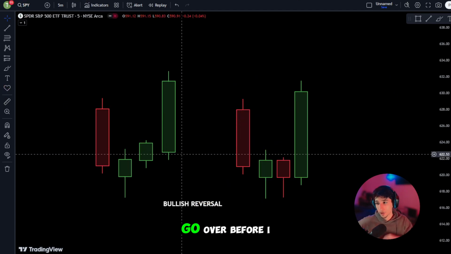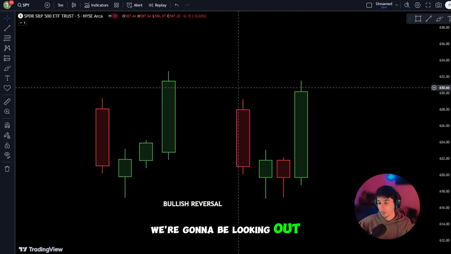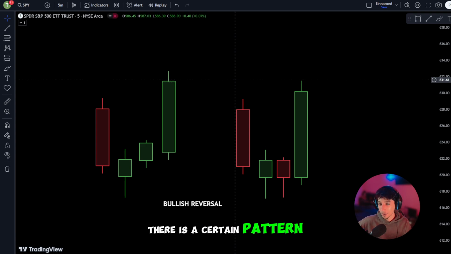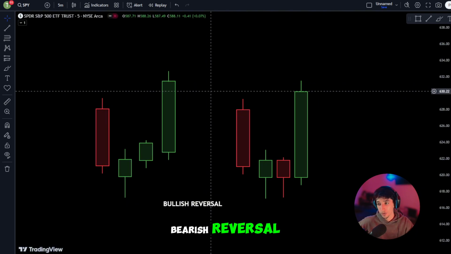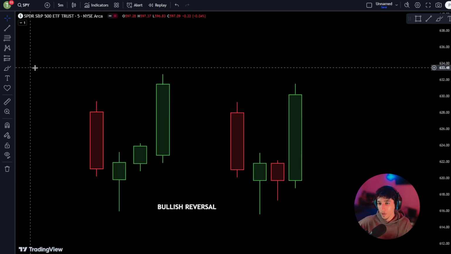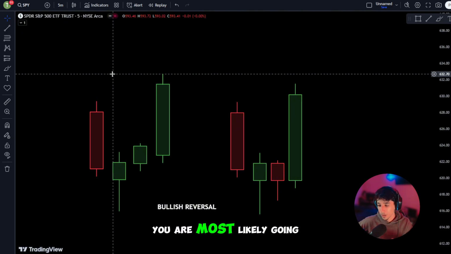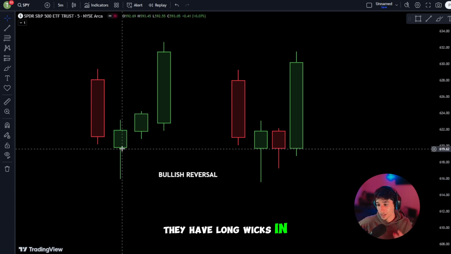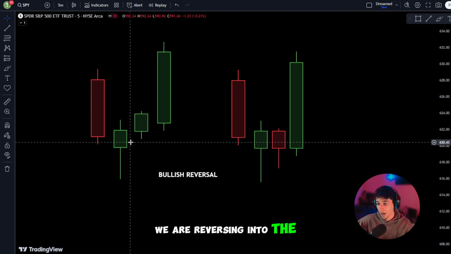The first thing I'm gonna go over before I jump into the actual strategy is the candles we're gonna be looking out for. When we identify a bullish reversal, there is a certain pattern that we look for with the candles versus when we identify a bearish reversal. I'm just gonna show you guys 2 examples of what a bullish reversal can look like. So when a stock hits an order block or a liquidity zone, you are most likely going to see candles that look like this. They have long wicks and small bodies. Now this is a key indicator that we are reversing into the opposite direction.